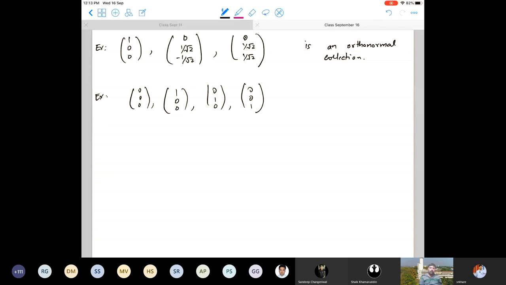Is this an orthonormal collection? Yes, sir. Why so? No. No, sir. So I'm getting both the answers, yes and no. The two norm of the first vector is... Orthogonal, yeah. So it's not orthonormal, this is an orthogonal collection.